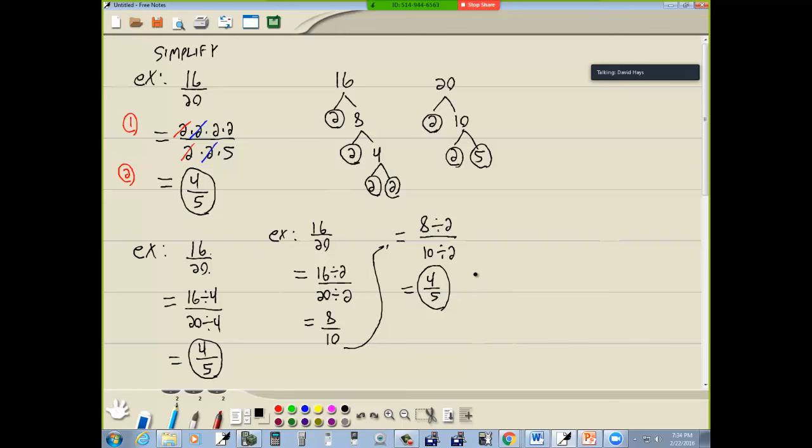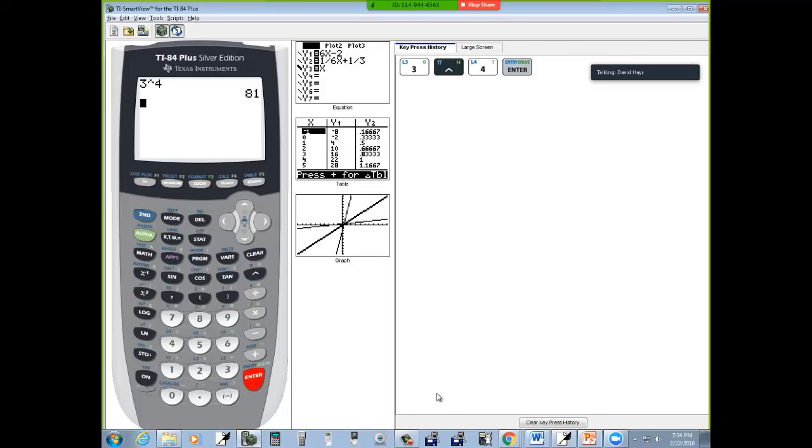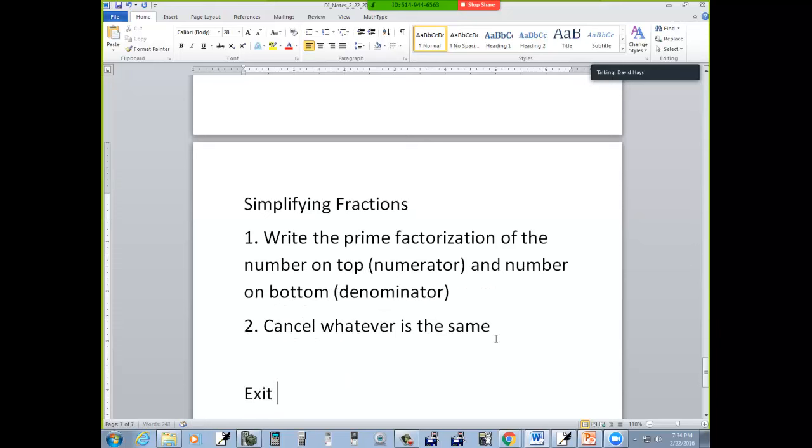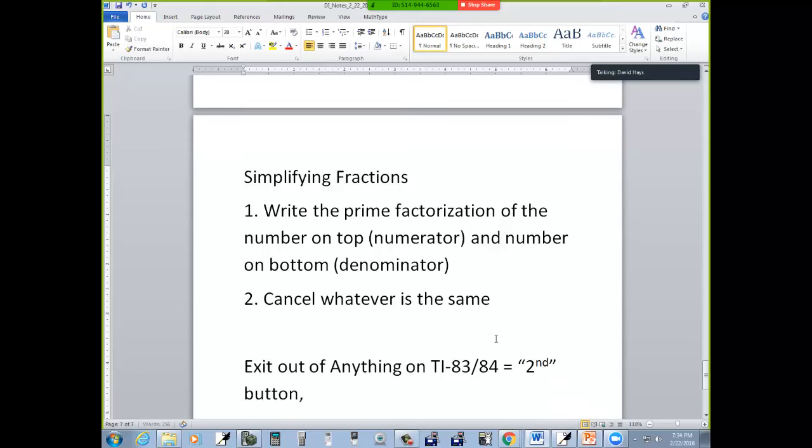Now there's a third way, and that's on the calculator. And if you're not at this place where you can add numbers, subtract numbers, to exit out of anything on a TI-83, TI-84, now this is not the same for other calculators, so if you got a TI-30, it won't work. You press the second button and then the mode button. That'll exit you out of anything.